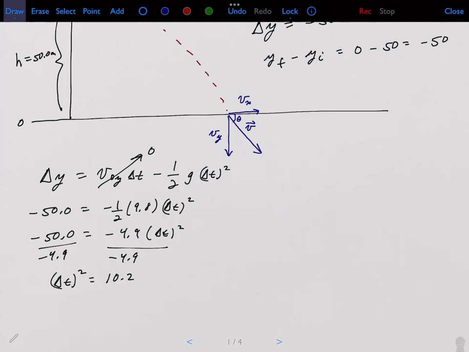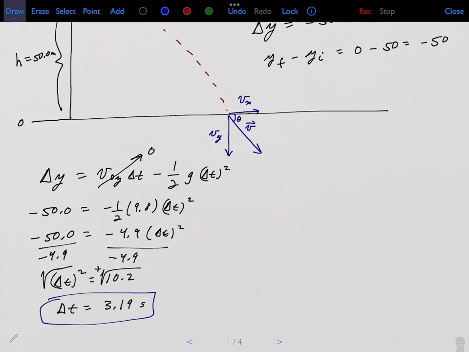And then if I take the square root of both sides, remember we want the positive root, right? Because it's a positive time. Delta t here is going to be around 3.19. So square root of 10.2 is around 3.19 seconds. Okay, so that's how long it takes this object, this stone, to hit the beach, right? To hit the ground. 3.19 seconds.